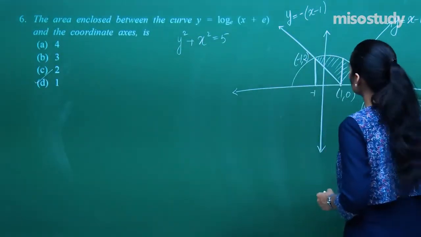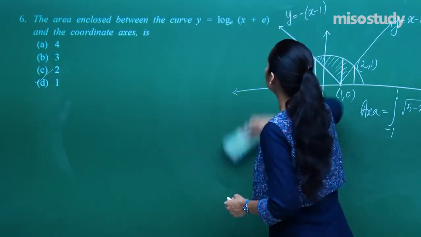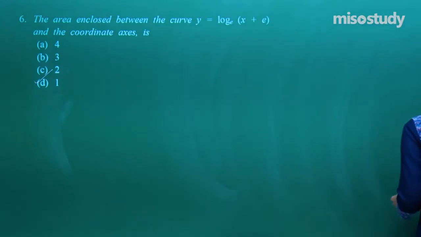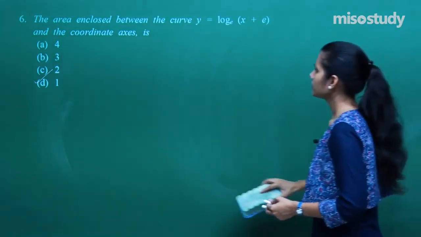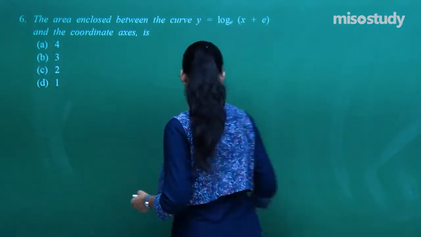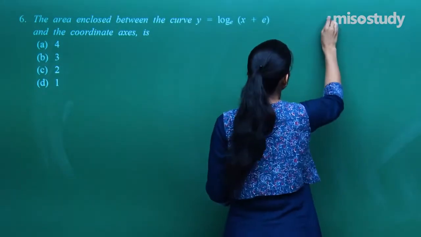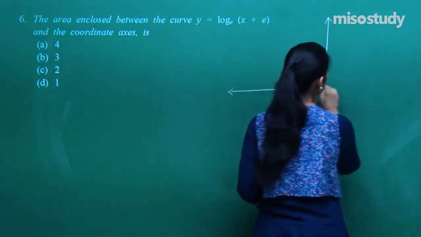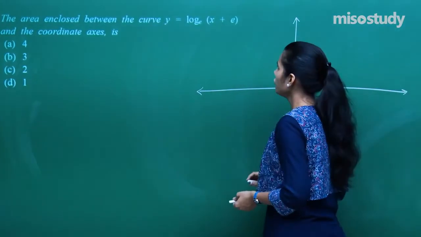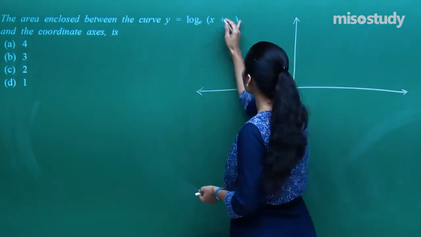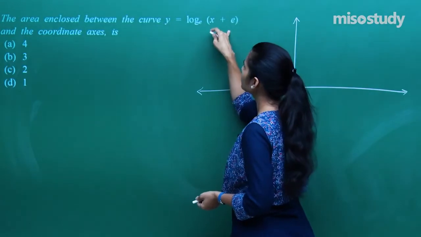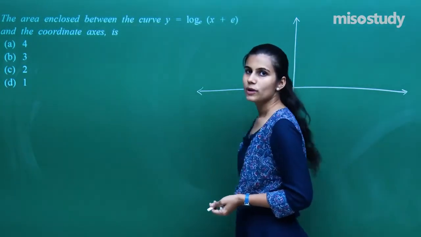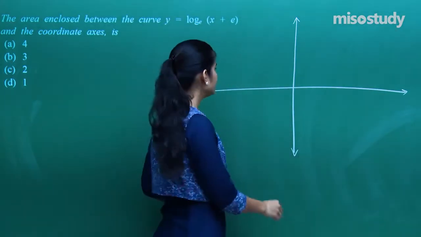The area enclosed between the curve y equals log of x plus e to the base e and the coordinate axis. Okay, so let's first try to understand what this function is going to be. Here the function is log of x plus e to the base e. Now you know when x plus e is equal to 1, then this is equal to 0. x plus e is 1 when x is 1 minus e. So at x equals 1 minus e, this will be 0.